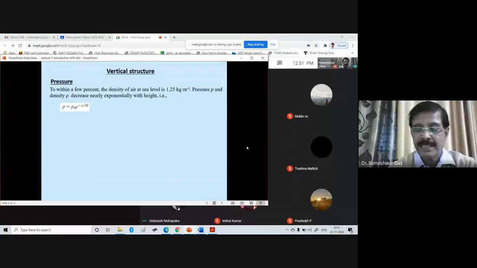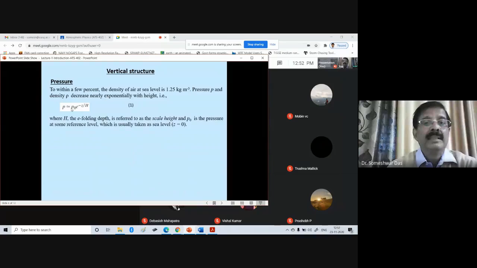Anyway, we shall discuss it here today, and subsequently also in other classes. I said h is the scale height. This is the e-folding depth, referred to as the scale height, and P naught is the pressure at some reference level, considered as the surface at z equal to 0.